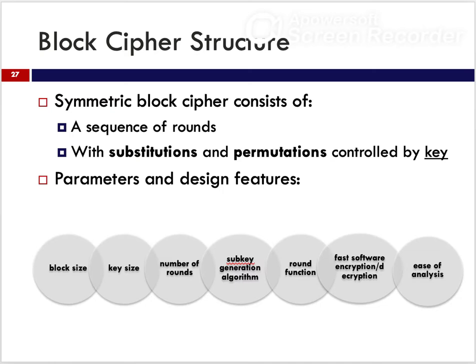Block cipher and stream cipher both are symmetric algorithms, because we see that they use the same key for encryption as well as decryption. So a symmetric block cipher consists of two things. One is the sequence of rounds. Like you can have in a block cipher 10 rounds, 20 rounds, depending on whatever the algorithm is. And then transformation operations. The transformation operation is further divided into two transformation operations used by block cipher: substitution and permutation, both used at the same time.